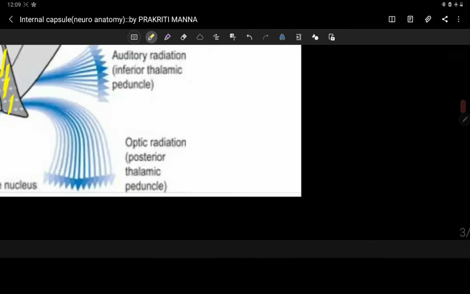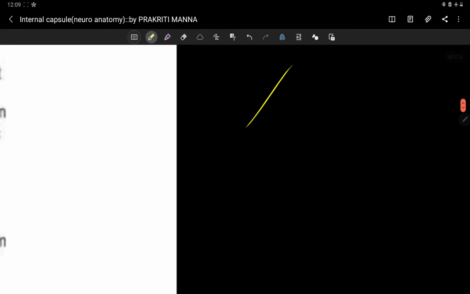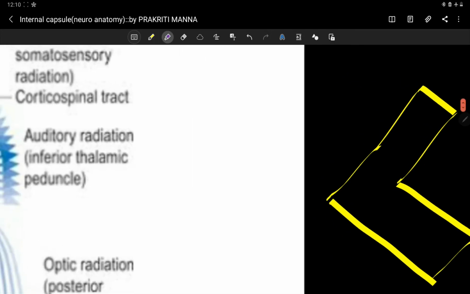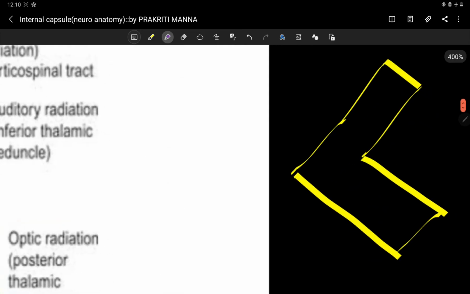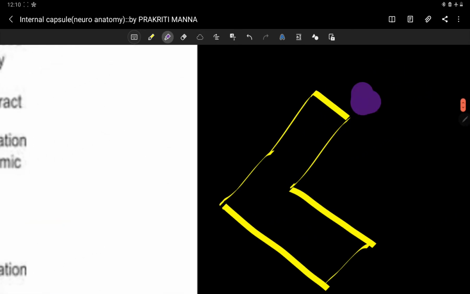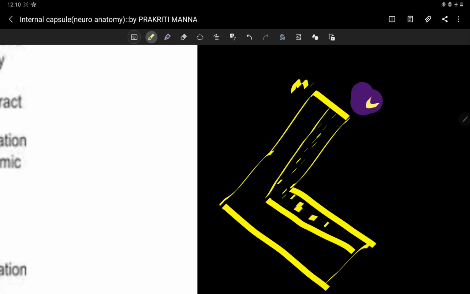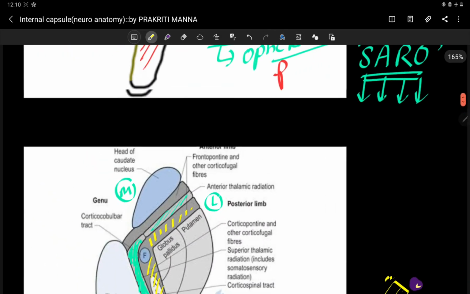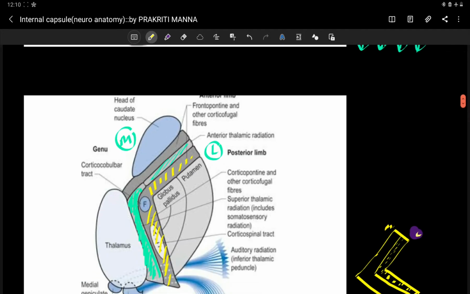So if this is your internal capsule, the V shaped portion, the mouth of the V is towards your lateral, and this is your medial portion. For the lateral portion of the internal capsule, generally your motor fibers are passing through this area.